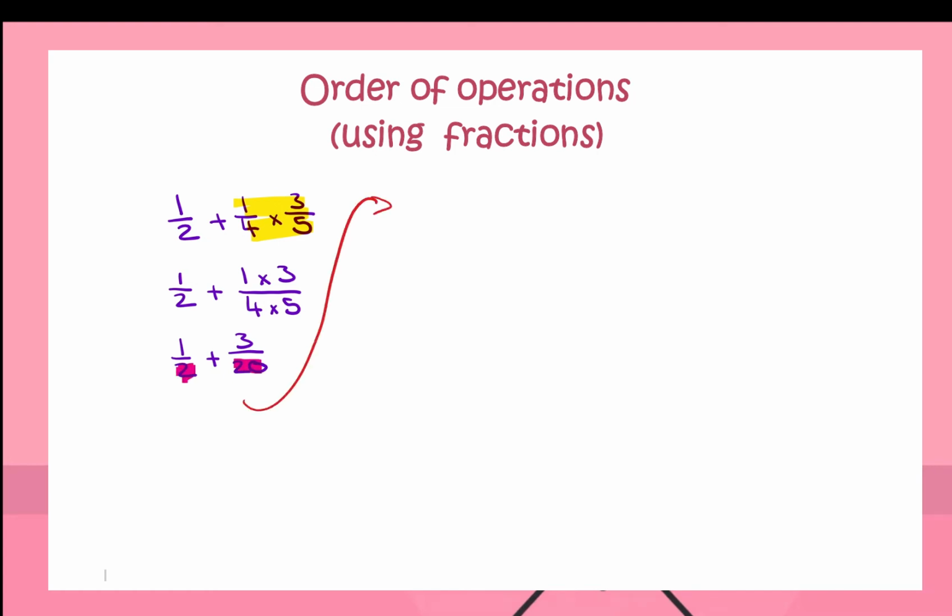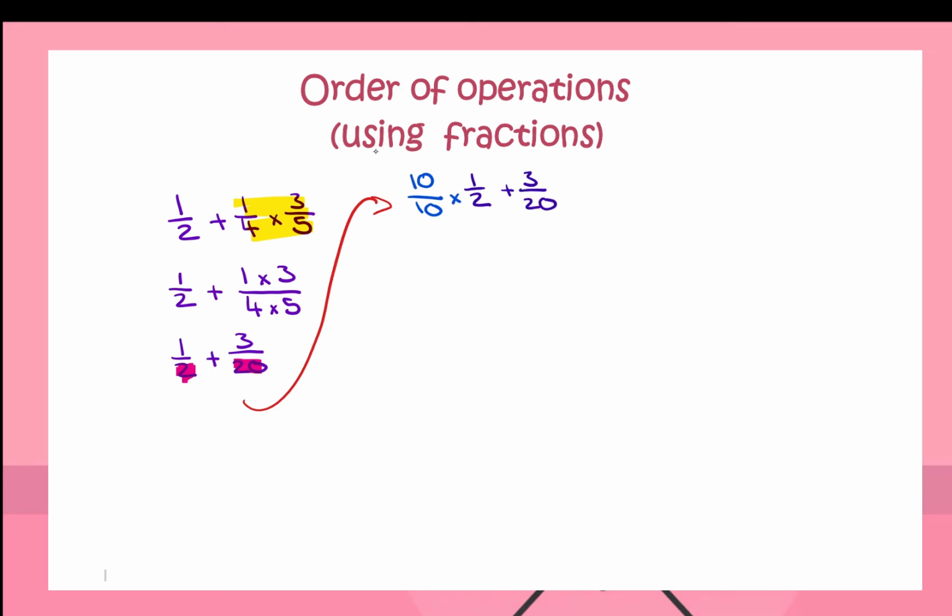So we're going to have to find our lowest common multiple. And if you times 2 by 10, you're going to get 20. So what we're going to do is times that whole first fraction by 10 over 10. Okay, so we make that denominator 20.